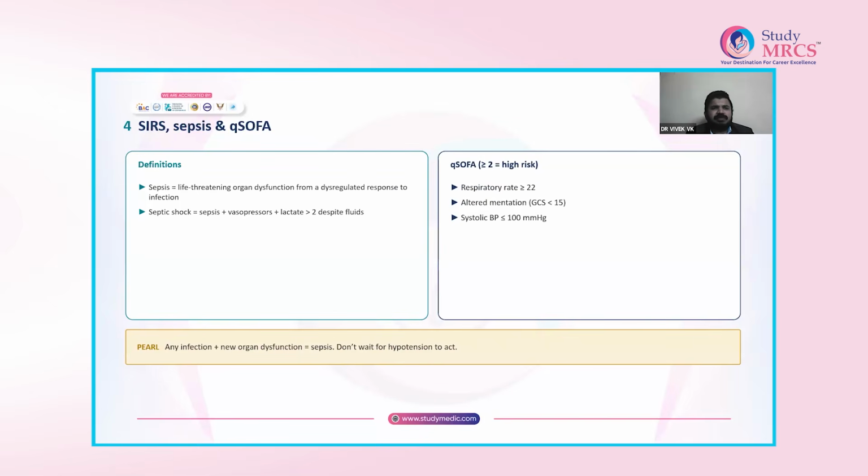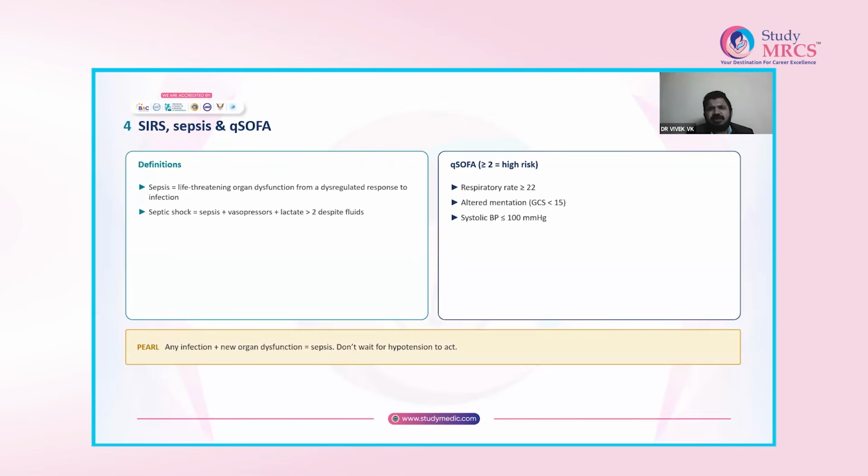Then something about the sepsis. Sepsis means there is a life-threatening organ dysfunction from a dysregulated response to the infection. So there is a Q-SOFA scoring. That is a sequential organ failure assessment.